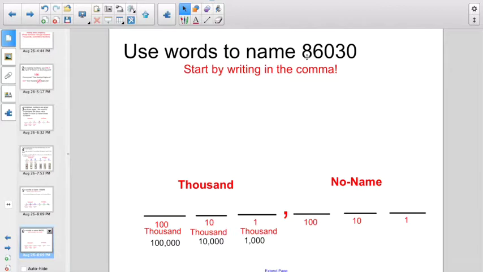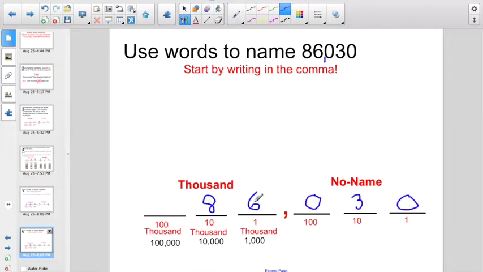Use words to name this. We have 86,030. And I always think it's a good idea to start by writing in the comma. So every 3 digits from the back, 1, 2, 3, comma. So I have an 8 and a 6. If you need to write out your 6 little lines in a place value chart, you can go ahead and do that. So I have 8, 6, comma, 0, 3, 0. Again, we're going to look at just 3 digits at a time in each group. Name the number, then name the group.